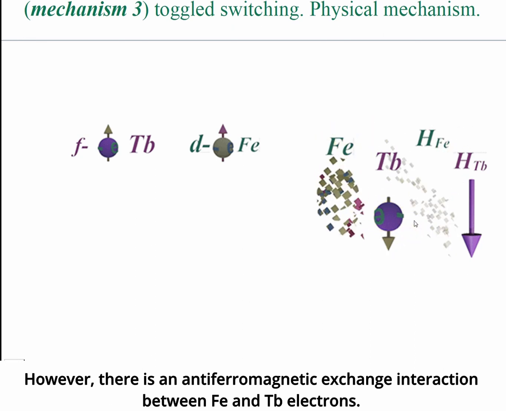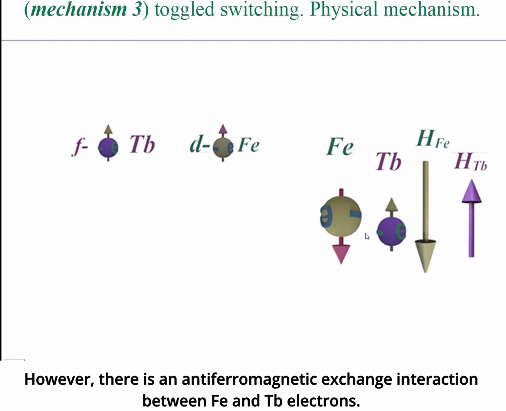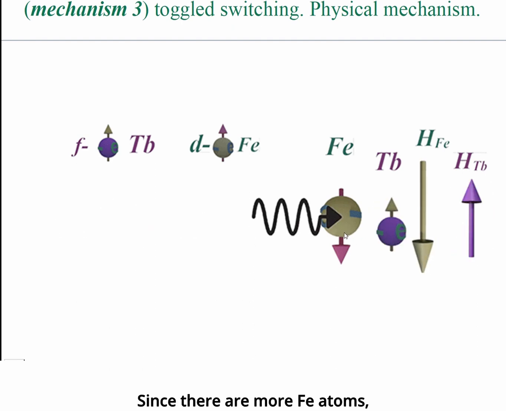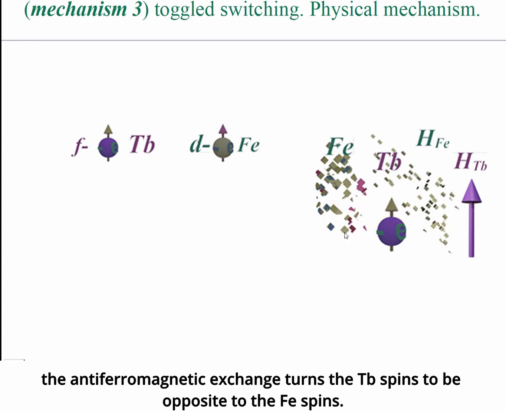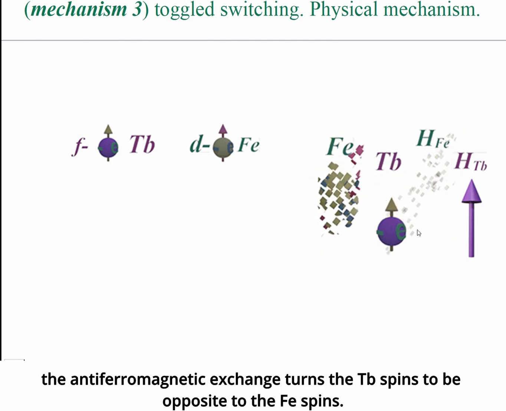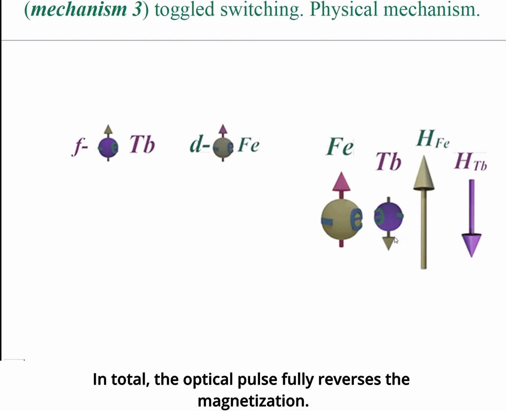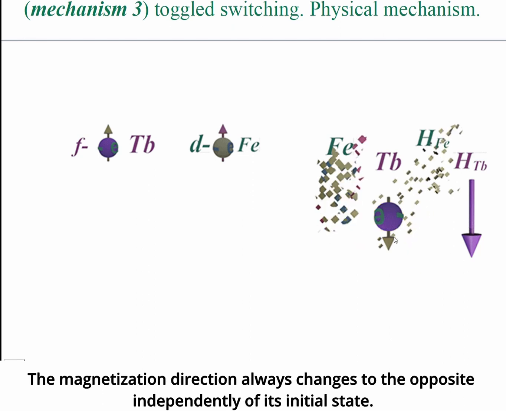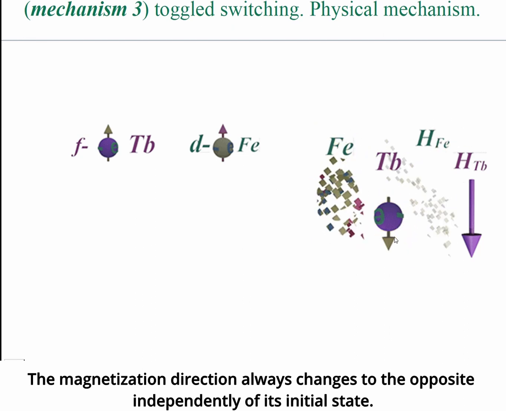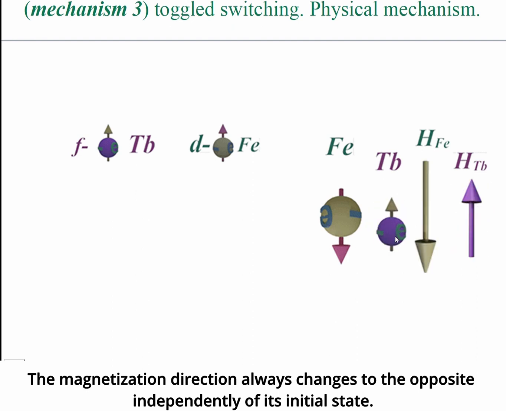However, there is antiferromagnetic exchange interaction between iron and terbium. Since there are more iron atoms, the antiferromagnetic exchange turns the terbium spin to be opposite to the iron spins. In total, the optical pulse fully reverses the magnetization. The magnetization direction always changes to the opposite, independently of its initial state.